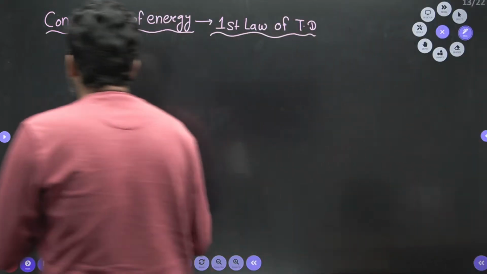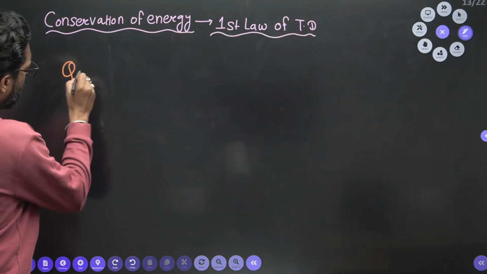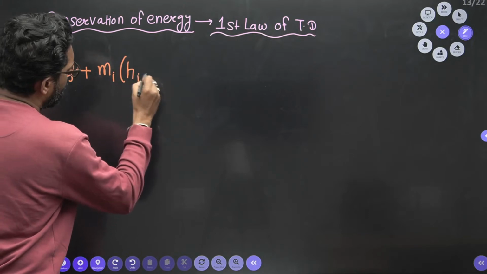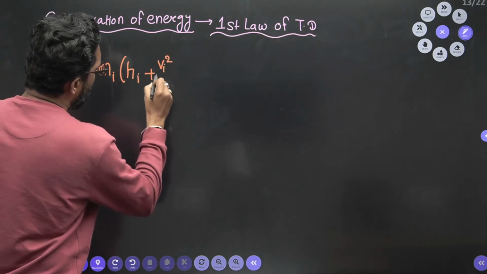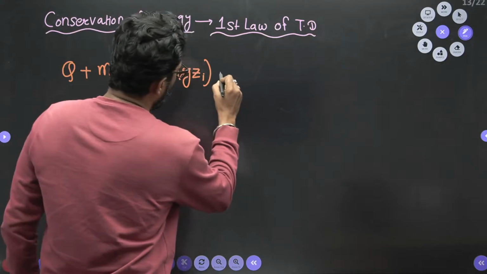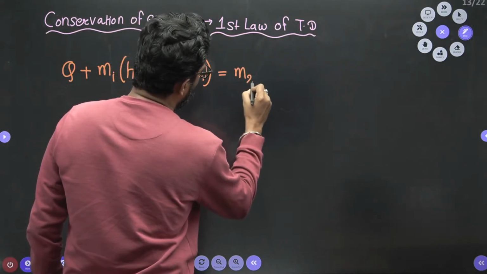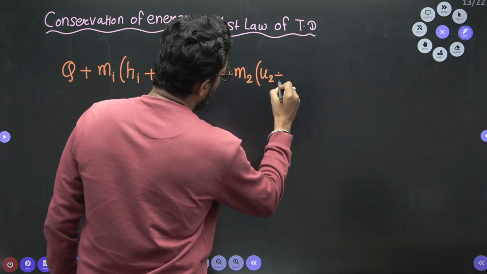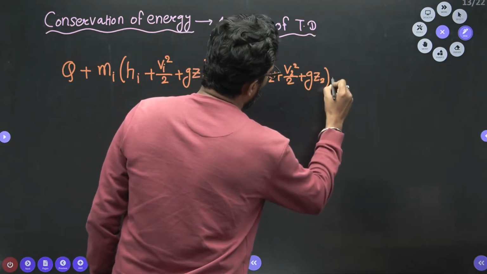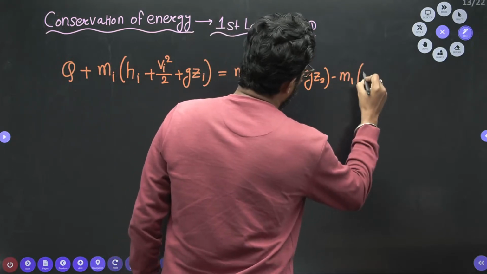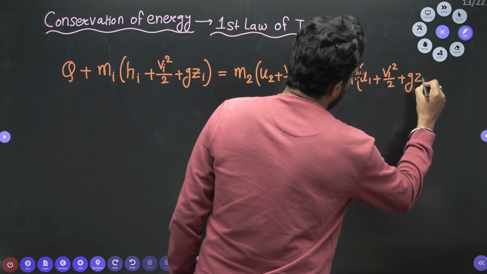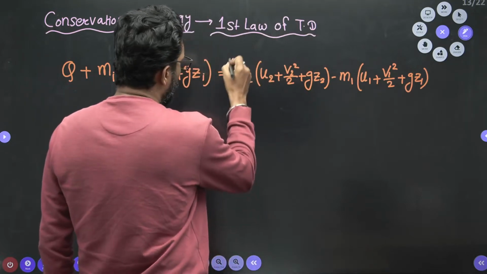What is the conservation of energy, beta? We know that heat plus inlet mass Mi through the mass enthalpy Hi plus Vi square by 2 plus gZi, right, please write the complete equation, is equal to the change in energy of the system: M2 (U2 plus V2 square by 2 plus gZ2) minus M1 (U1 plus V1 square by 2 plus gZ1). So this is for the system.